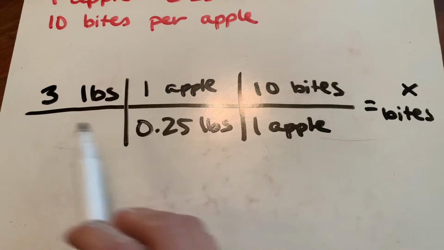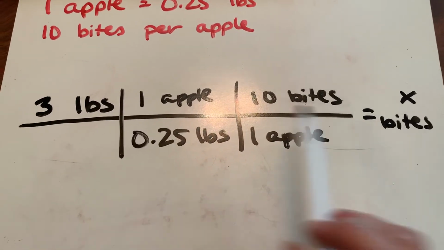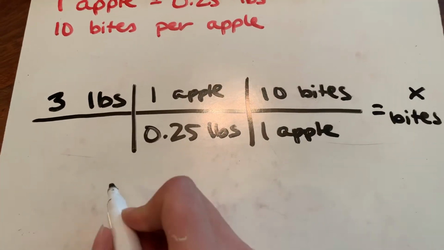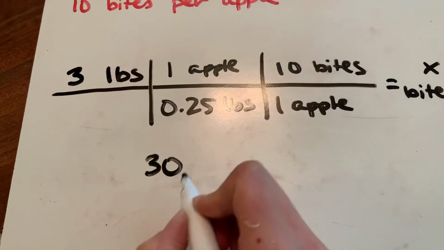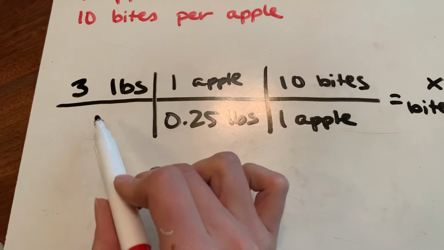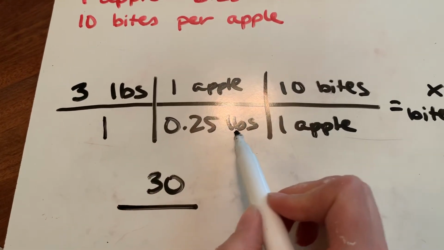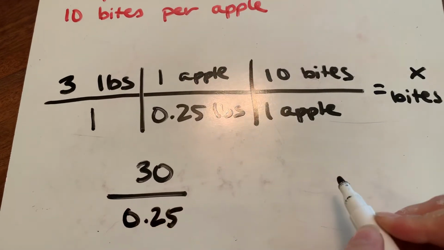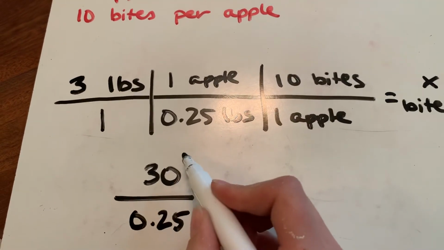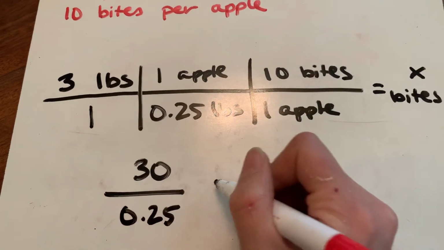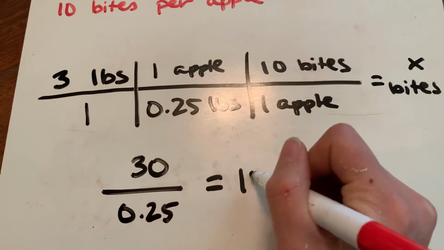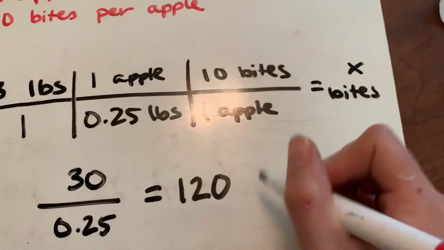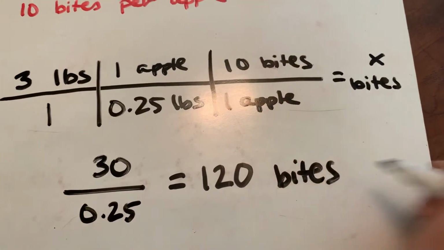So to get our top number, we're going to multiply 3 times 1 times 10, which 3 times 10 equals 30. Okay. And then I have 1 times 0.25 times 1, which equals 0.25, like that. Now I'm going to crunch this in my calculator. I'm going to go 30 divided by 0.25, and that equals 120, and that equals 120 bites. That is the number I was looking for.